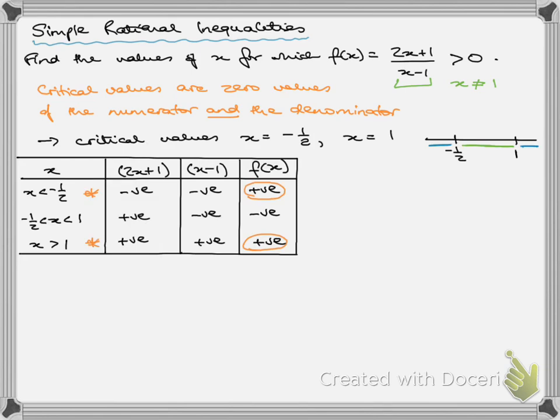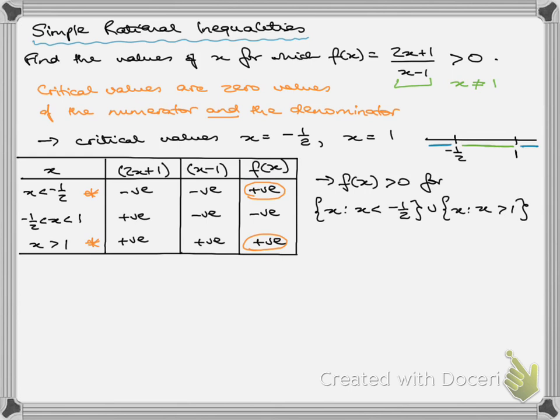I am interested in where f of x is positive, where it is greater than 0. So those are my two x intervals for which this is true. So f of x is greater than 0 for x such that x is less than -1/2 union x such that x is greater than 1.